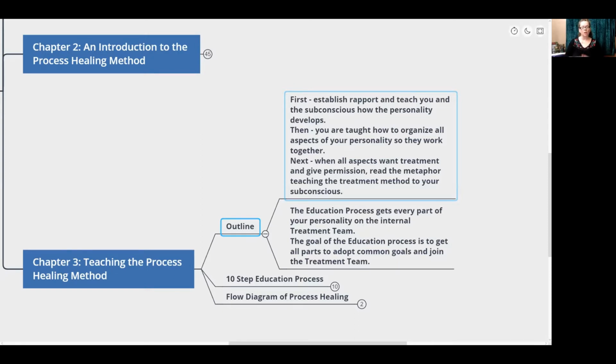And next, when all of the parts or the aspects want treatment and give permission. It's very important that all of these parts within you, as they're integrated into the main personality, all of them give permission. And then you read the metaphor teaching the treatment method to your subconscious. So everybody has to agree. The subconscious is not going to be taught the metaphor on how to do this work. It's just taught a little metaphor and the subconscious gets it. It knows what to do and it starts going to work right away.